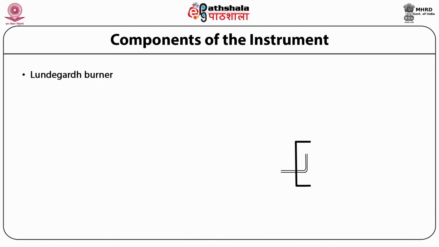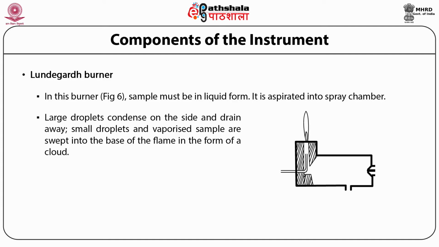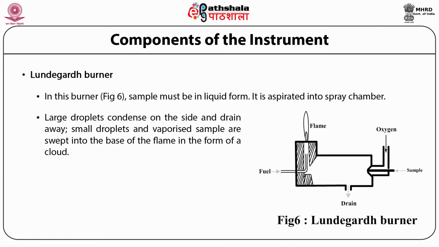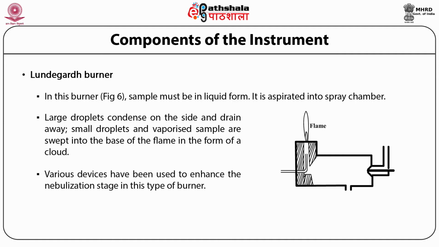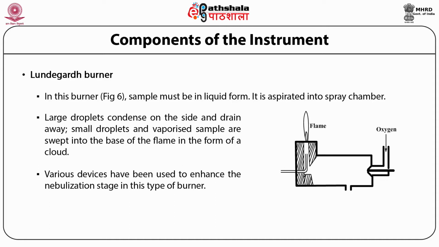Next is the Lundegardh burner. In the Lundegardh burner, the sample must be in liquid form. It is aspirated into the spray chamber. Large droplets condense on the side and drain away. Small droplets and vaporized sample are swept into the base of the flame in the form of a cloud. Various devices have been used to enhance the nebulization stage in this type of burner. These include the use of an impact bead, an ultrasonic vibrator, and more recently thermospray heaters.